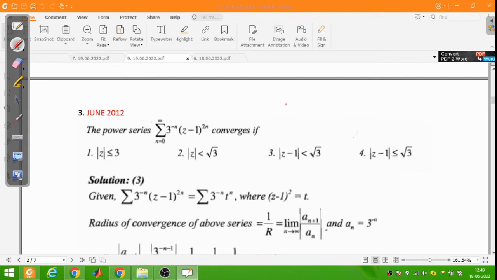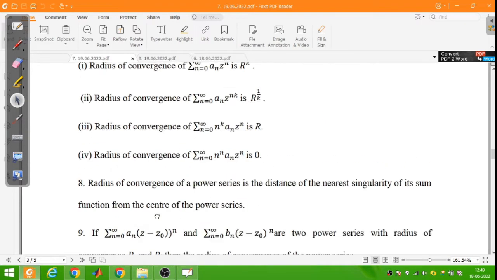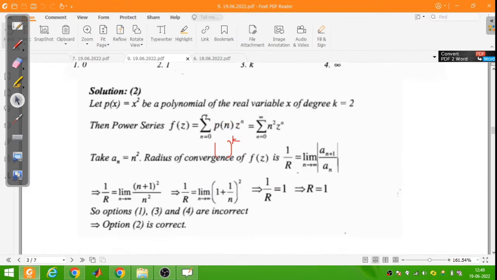Here also k equal to 2. Your radius of convergence is 3. So r power 1 by k, that is 3 power 1 by 2, that is root 3. Are you clear now? Yes, sir. Okay. First, while I was explaining the property, I made some mistake here. This is n power k, this is nk, not n by k. Okay. Next problem.